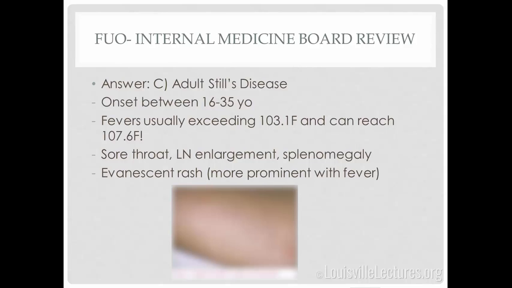So adult Still's onsets between 16 to 35 years old. Fevers can be extremely high, even up to 107. And you can also have some other things with it, including splenomegaly, lymph node enlargement, and sore throat. And basically this evanescent rash is characteristic. I don't know how well you can see back there, but this is the picture. And you can see, like on the forearms, that's supposed to be a hallmark for this.